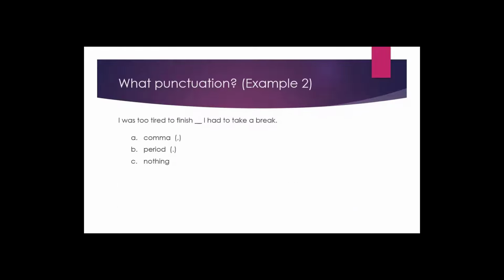Okay, let's try another one. What do you think we need for this sentence in the blank space? Do we need a comma, period, or nothing? What do you think?